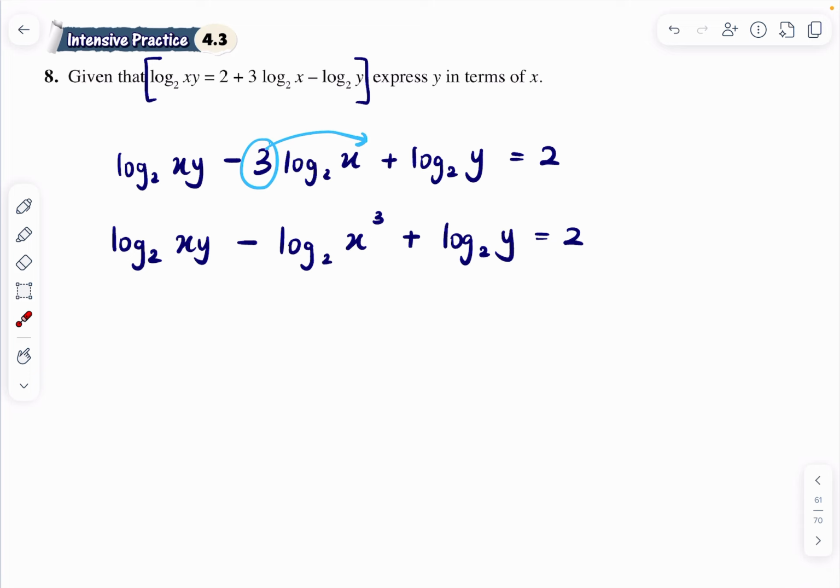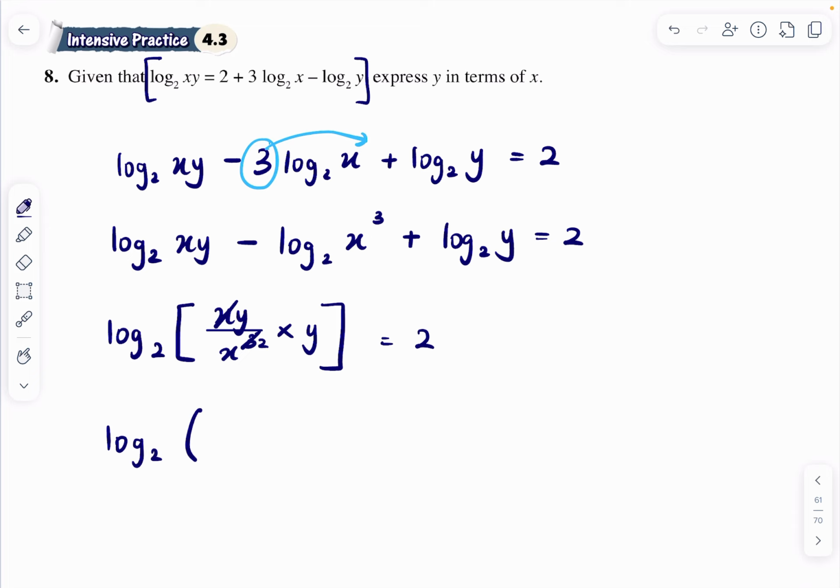So minus will change to divide, plus will change to times. So it will become log 2 xy divided by x cubed times y equals 2. Okay. So x and x cubed we can cancel off. This will give us x squared. And then y times y will get y squared. So log 2 y squared over x squared equals 2.